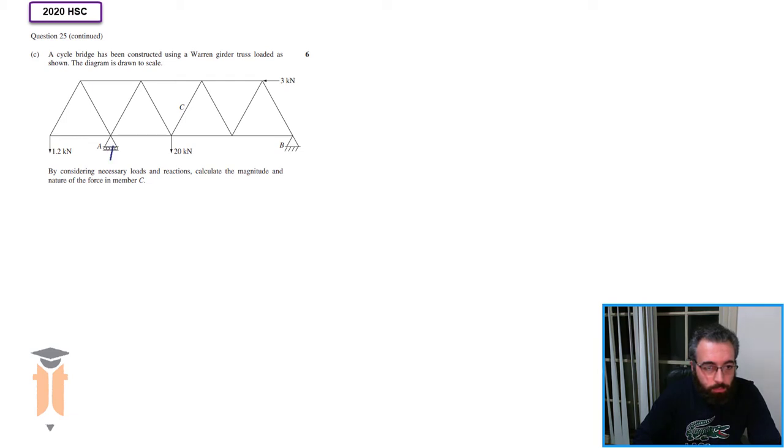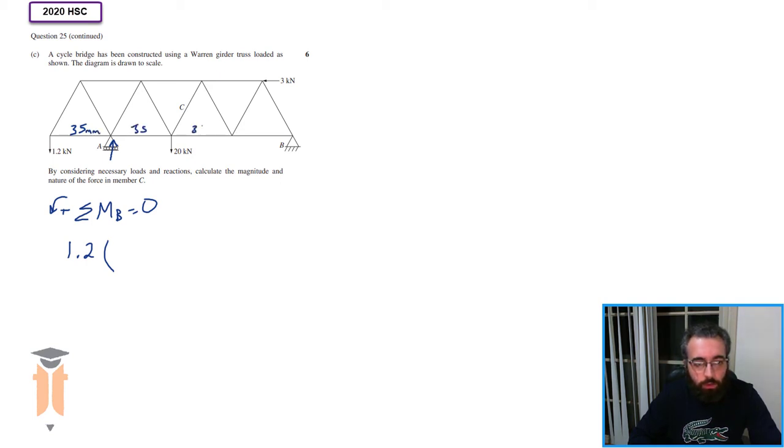So don't forget that a roller joint only has one force, which is 90 degrees to the joint. So I'm going to do sum of moments about joint B equals 0. Remember, moment is force times perpendicular distance. So I'm going to have 1.2 times the distance to B. Now, if you were to take out your ruler and measure it, each of these bottom lines is 35 millimeters. 35, 35. So the distance from 1.2 to B is 140 millimeters. Now you can use millimeters or centimeters, you'll still get the same answer.